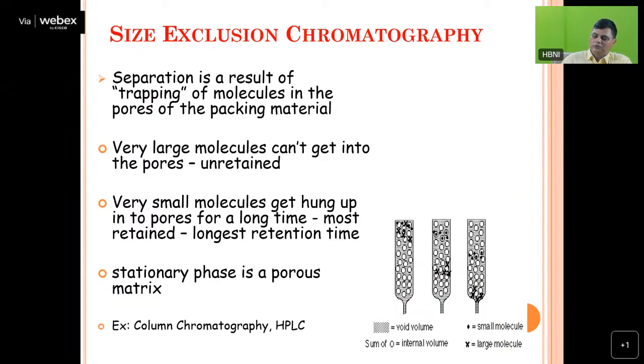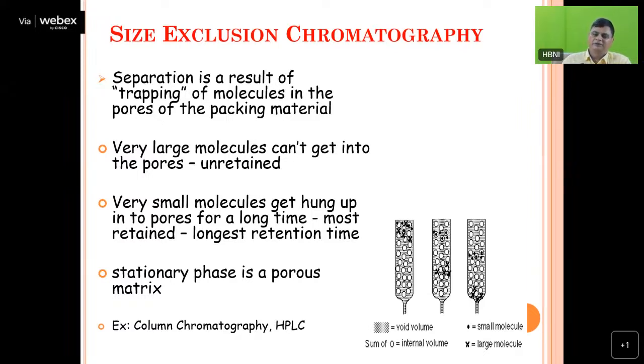Then size exclusion chromatography. As the name says, separations are possible because we are using resins having different pore sizes. I don't know whether you have heard of XAD4, XAD7, XAD8. Different kinds of XADs are there depending on the pores. The separation is a result of trapping of molecules in the pores of the packing material. Very large molecules cannot go into the pores, so they are unretained and come out. Very small molecules get held in the pores for a long time, and then are removed from the pores by using various solvents.